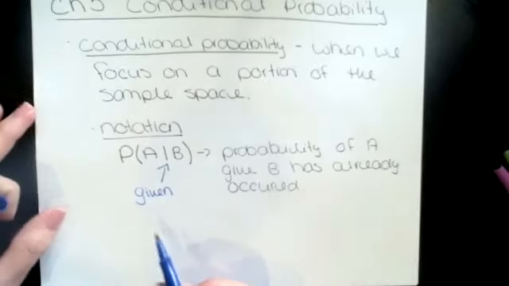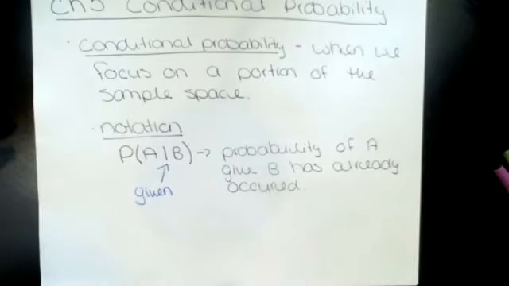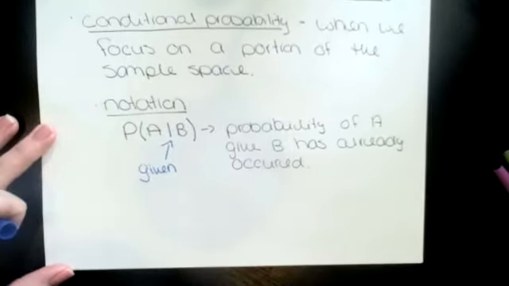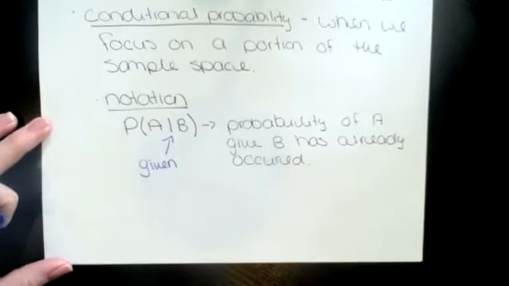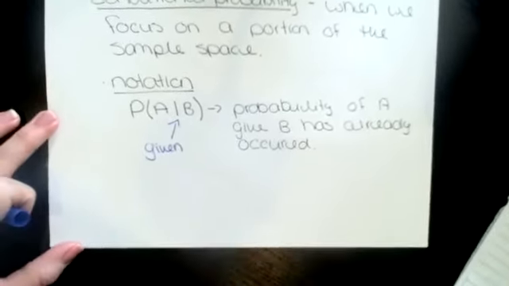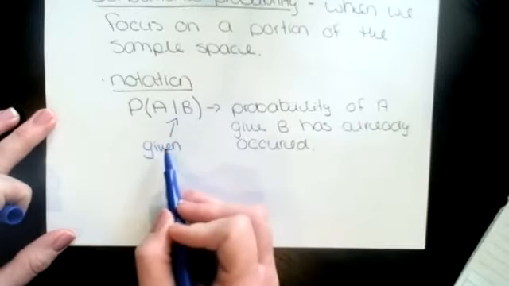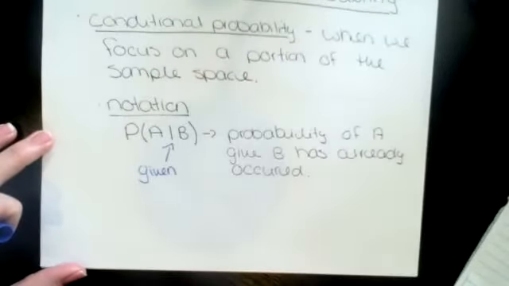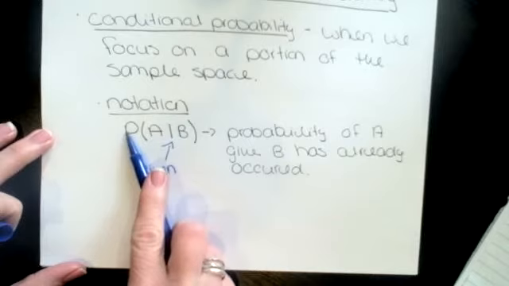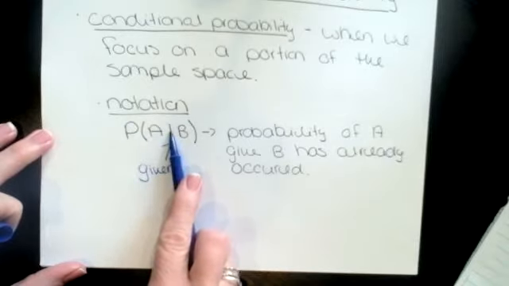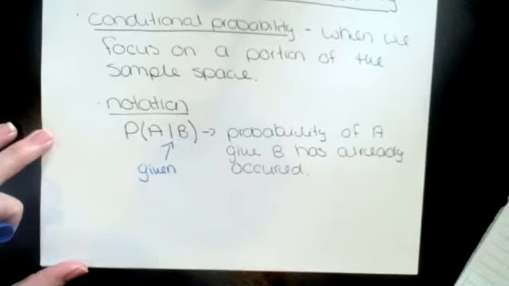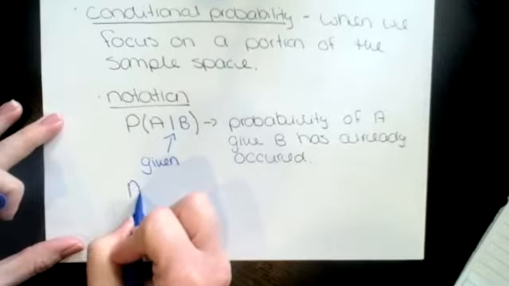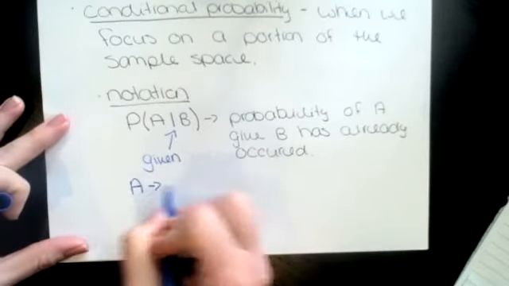So you know how last class we did the union, so it looked like a U, and that was for the or. The intersection, which was the upside down union, looked like a giant lowercase n. That was and, okay, that meant the intersection. This vertical line means given. So that indicates we're looking at conditional probability. So what this says is we're trying to find the probability of A given B has already taken place or B has already occurred.